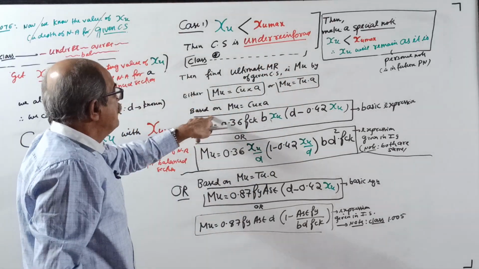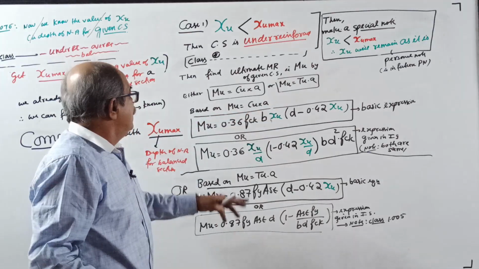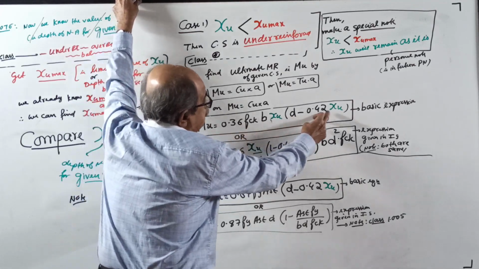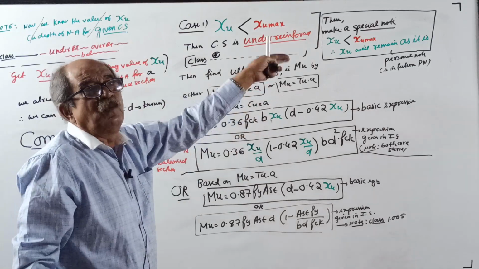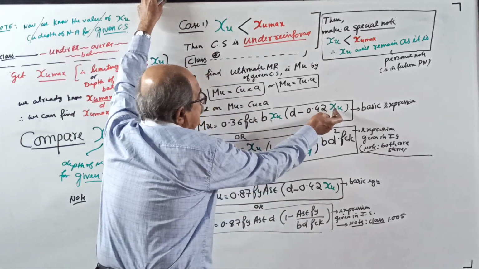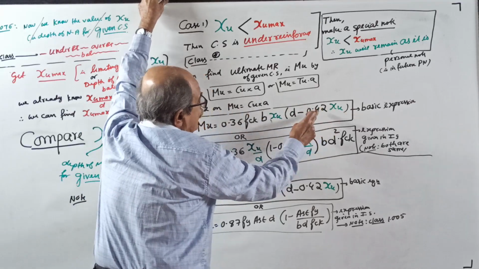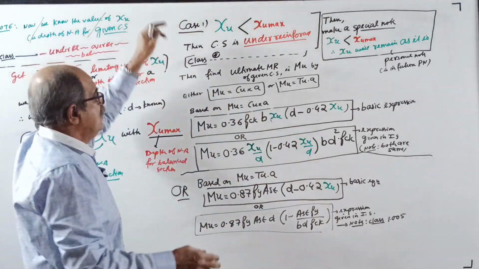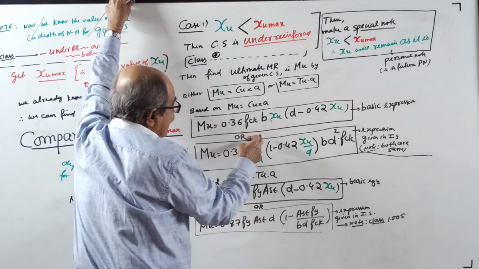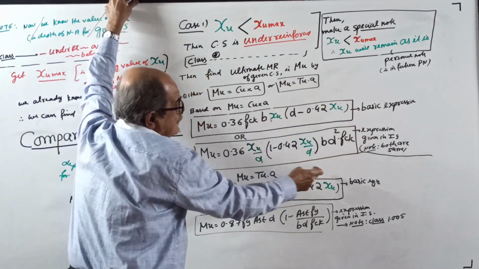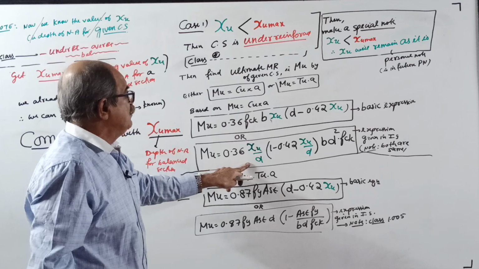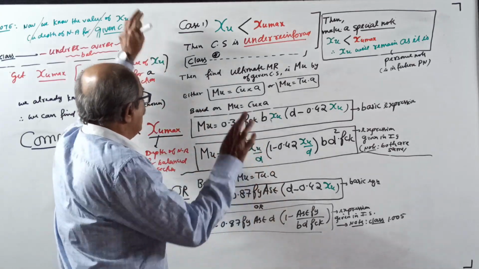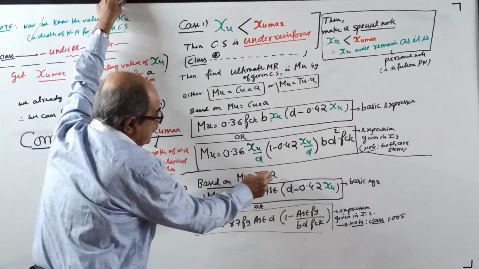If you use MU equal to CU into A, remember, the basic equation is MU equal to 0.36 FCK B XU into D minus 0.42 XU. Or the IS code version: they took D outside. I already told last time, this is the basic equation, or the same equation, IS code gave this way, both are same. MU equal to 0.36 XU by D into 1 minus 0.42 XU by D, BD squared FCK. I prefer this equation. This is based on CU into A.